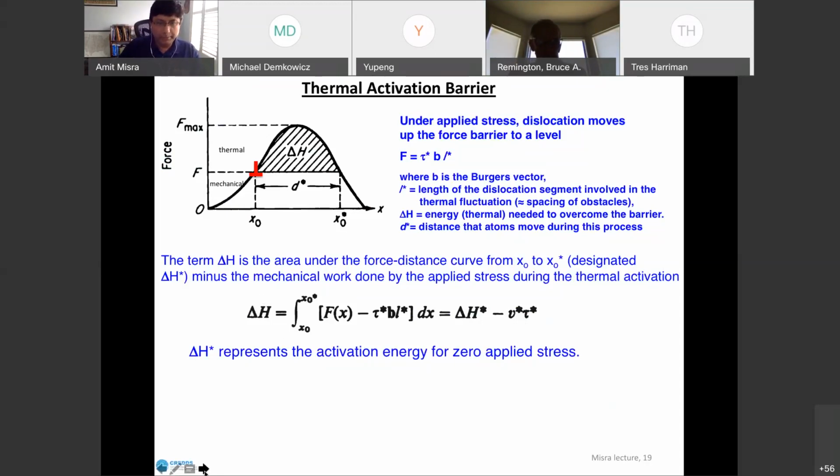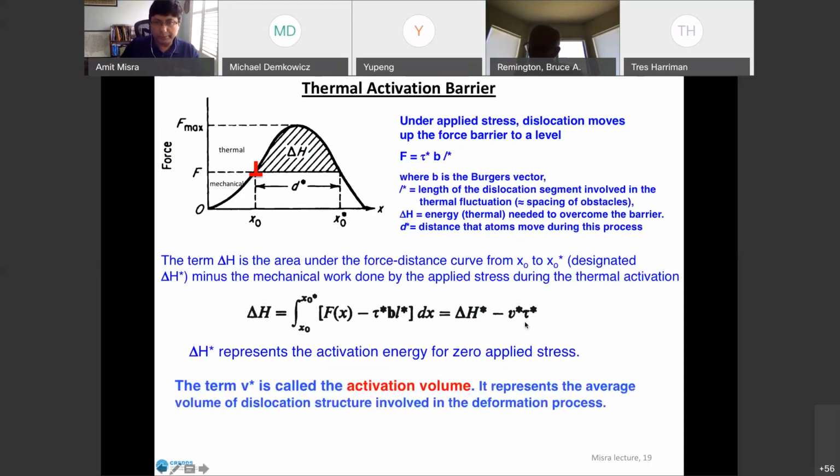And the mechanical part is written as the applied stress times this volume. So this tau star B L star times D star, so B L star D star, that becomes the volume. And this volume is called the activation volume. It represents the average volume that the dislocation structure is involved in the deformation process to overcome this local barrier, the plastic deformation energy barrier.